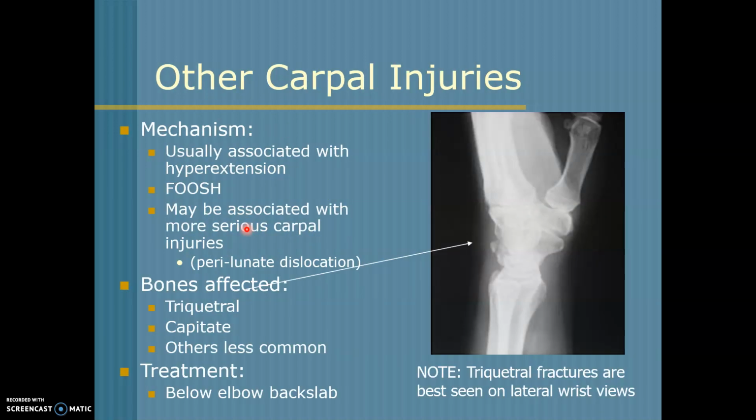And here is the triquetral fracture that I had spoken about earlier. It is the second commonest fracture of the wrist, may be associated with a fall onto the outstretched hand, and is often missed because it's so subtle.